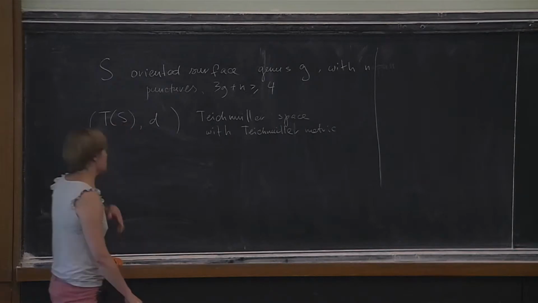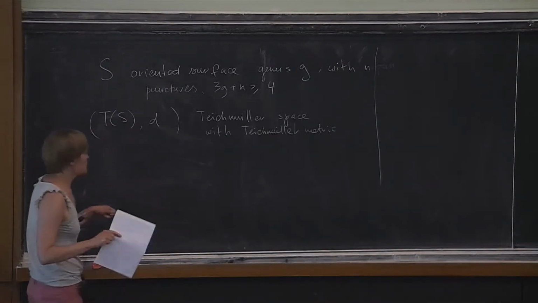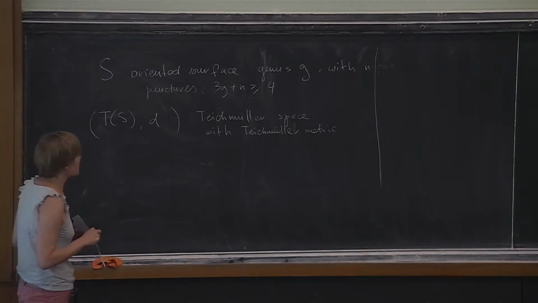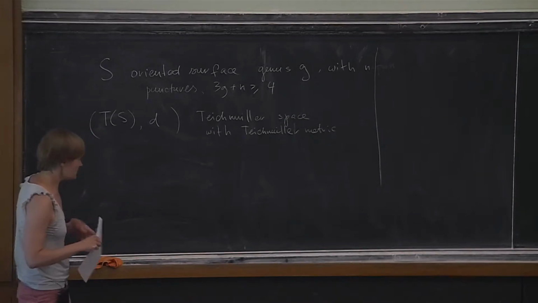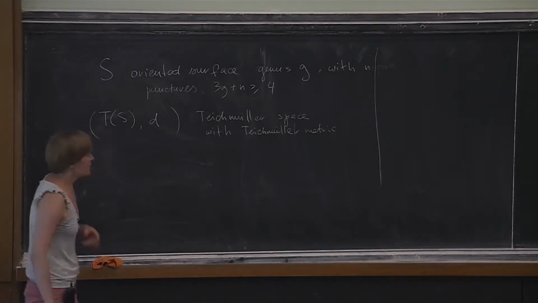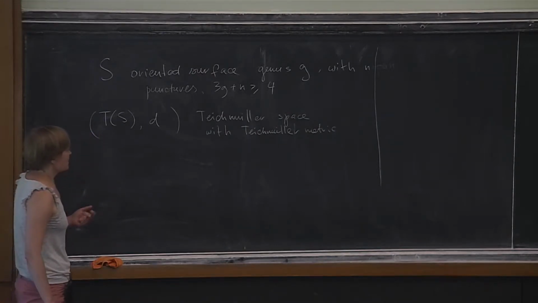So we know that it's a complete metric space, which is uniquely geodesic. So between any 2 points, there is a unique geodesic. And geodesics have a very nice description. So I will give an example later, in case you have never seen this.